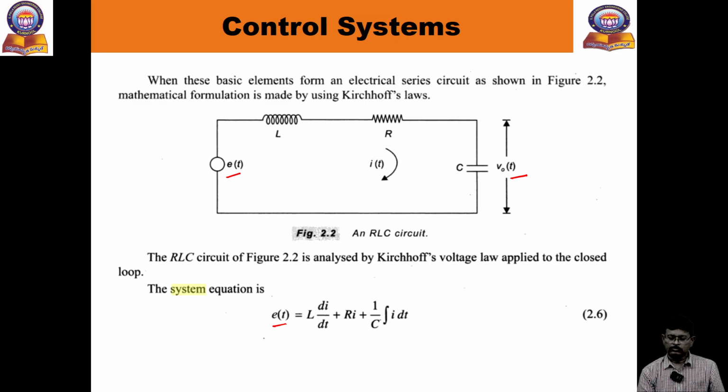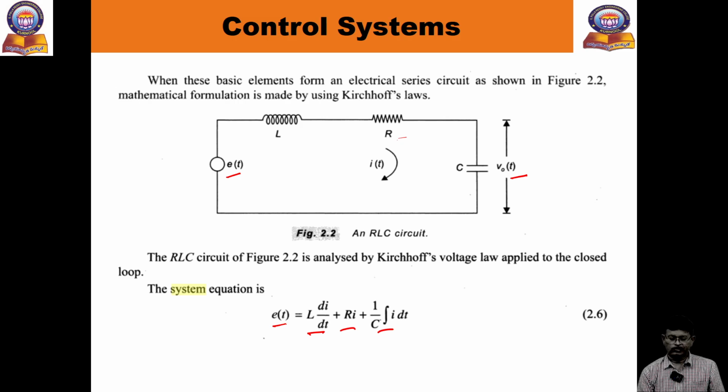Then in a resistor, V equal to I into R. In an inductor, 1 by S integral I dt. Okay, the same equation, now substitute in the voltage balance equation. So applied voltage equals the voltage drop in each element: L di by dt, plus R into I, plus 1 by C integral I dt.